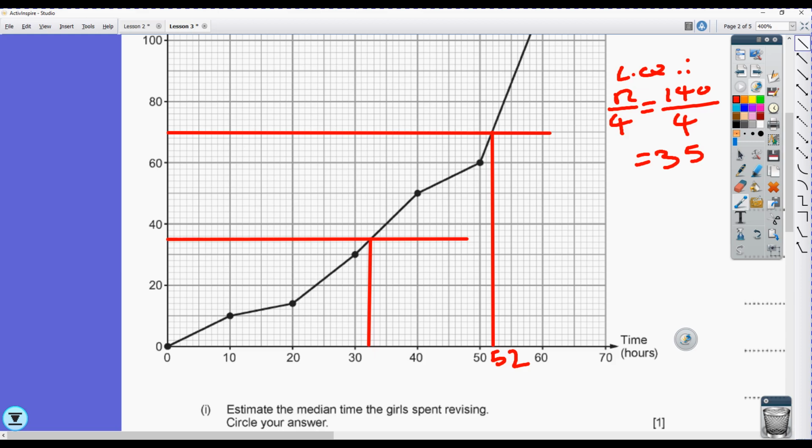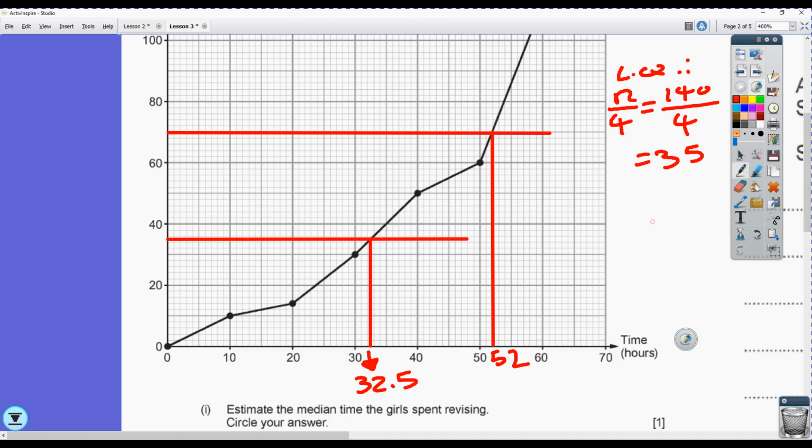There we go. So that's exactly halfway there. So if I read that off, it's gone up in ones, isn't it? So 31, 32, about 32 and a half. So about 32 and a half hours.